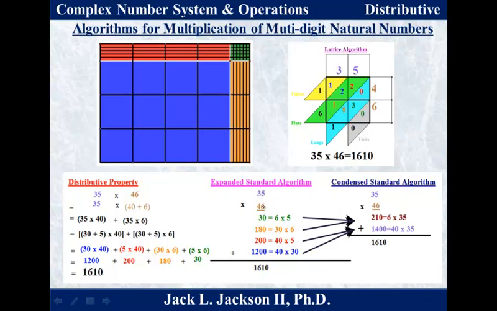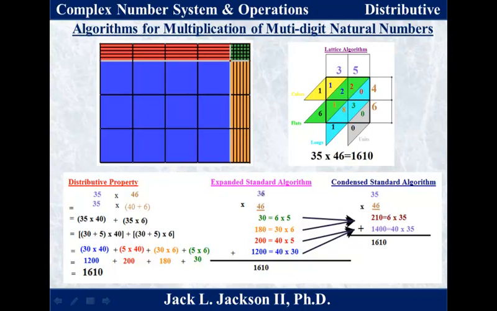Well, what we can do is just do the 6 times the 5, which is 30, and that's our 30 green individual items. Then we can do the 6 times the 3, which is 18, but it's not really 6 times 3, it's really 6 times 30, or 30 times 6, either way you say it. And so what is that? That's our 18 longs that you see here in orange, or 180.